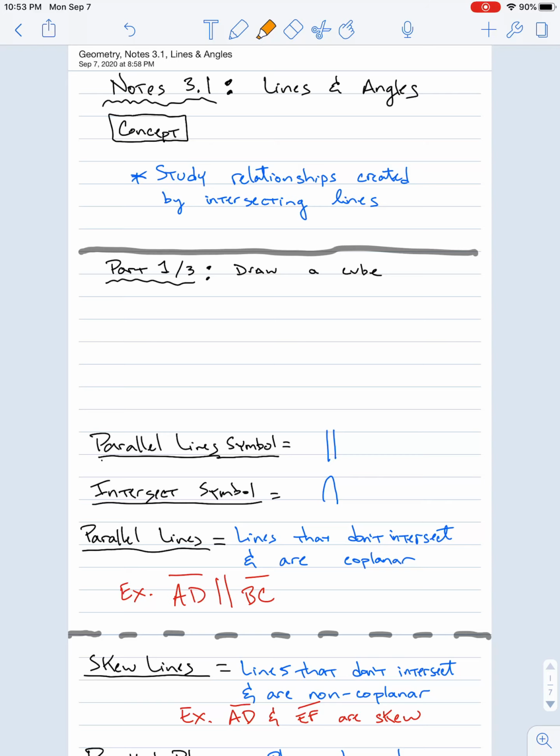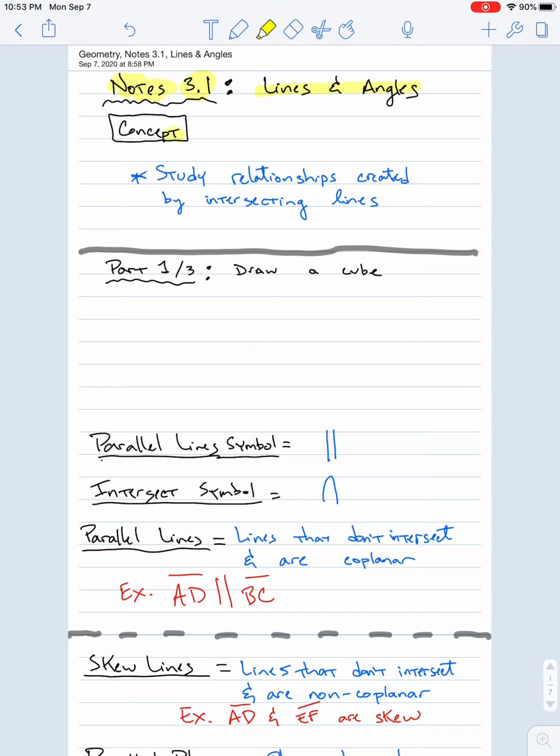This is your teacher, Mr. Santillana, and these are your notes for section 3.1. We're going to title this Lines and Angles. Please make sure that you update your table of contents when copying these notes onto your notebook.